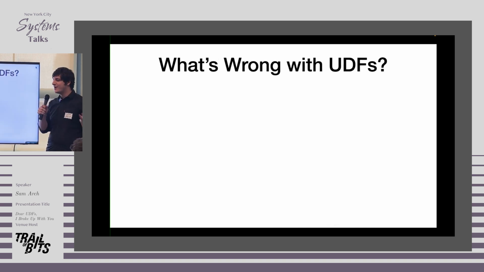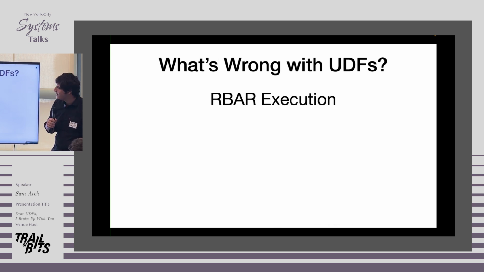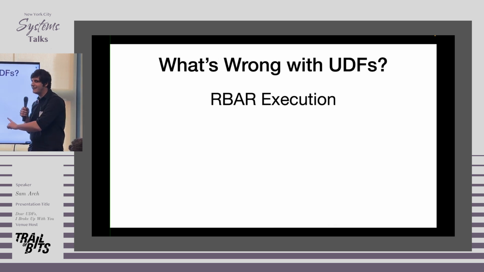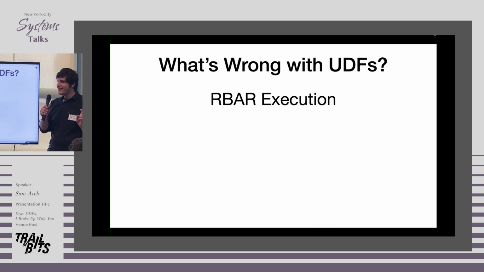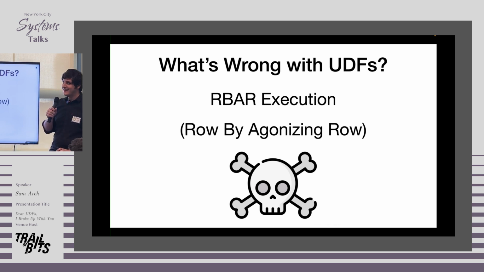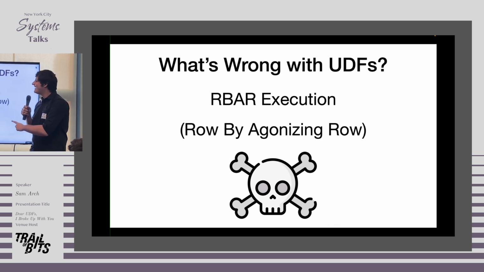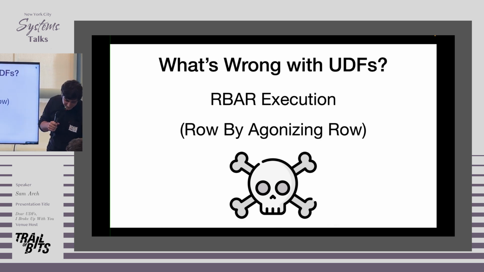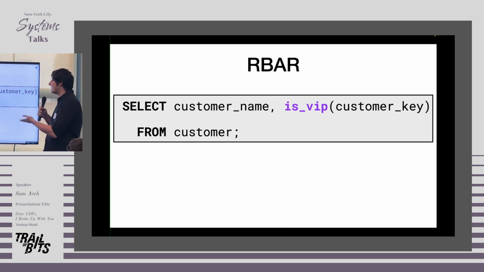OK, but there's a troubled relationship, right? What's wrong with UDFs? What's the problem? Well, it all boils down to this right here, RBAR execution. So what does RBAR stand for? Well, RBAR stands for row by agonizing row. And this term will explain why UDFs are so slow and why there's this troubled relationship between SQL and UDFs. OK, so let's go back to our example.